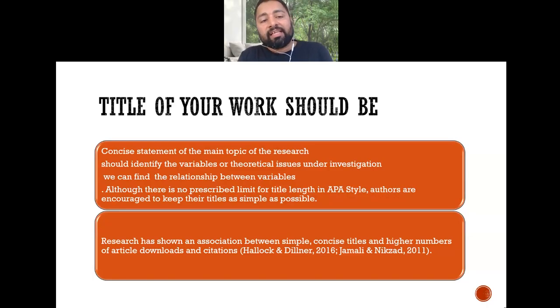A title is the concise statement of the main topic of the research, and should identify the variables or theoretical issues under investigation. So your main variables should be part of the title. We can find the relationship between variables.